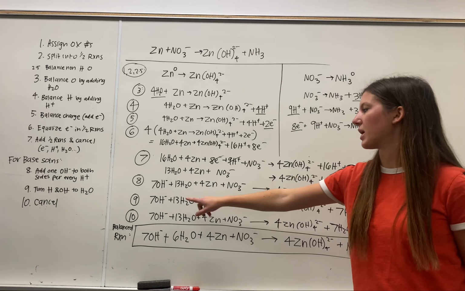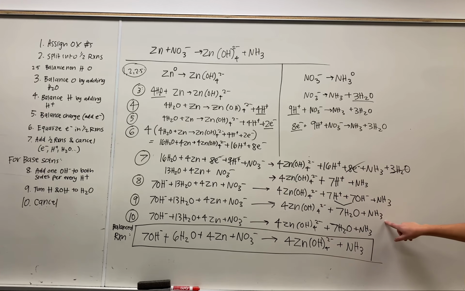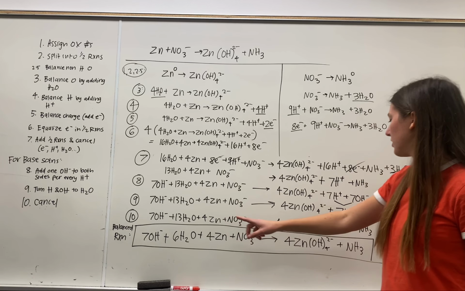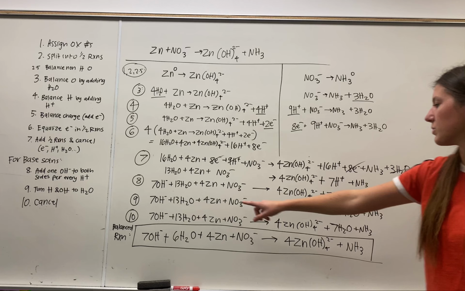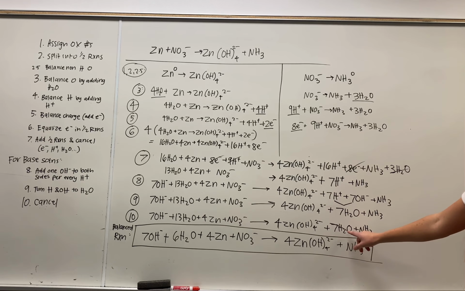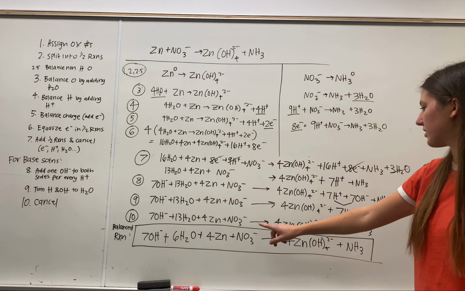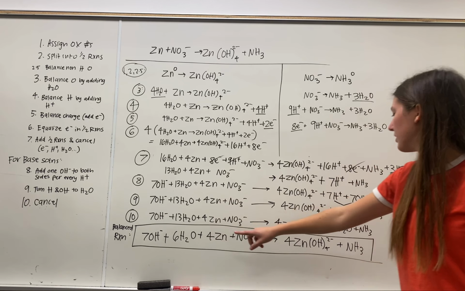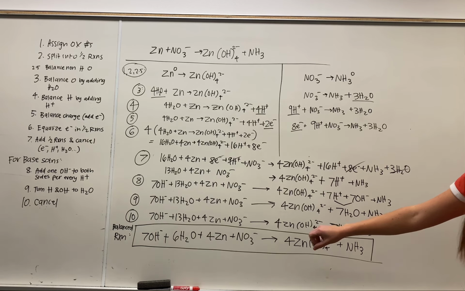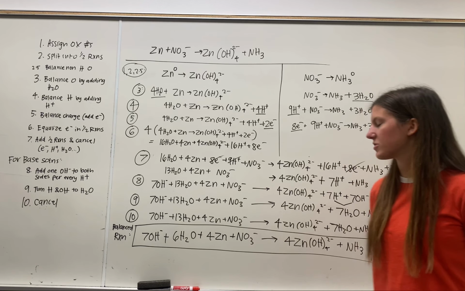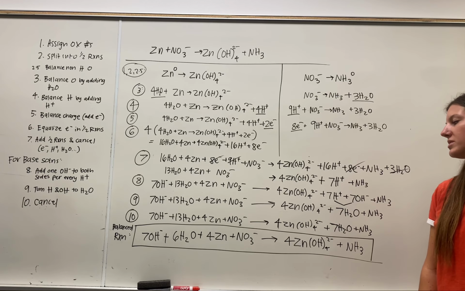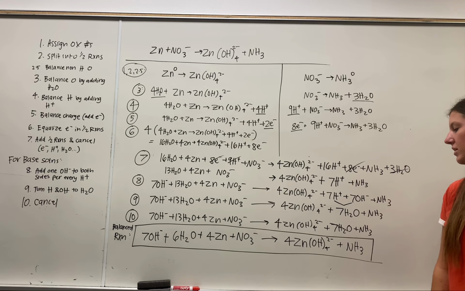So then step 9 we have this going on. And then step 10, you just cancel everything that appears on both sides, which we have 13 waters on this side and 7 waters on this side. So that means that we'll be left with 6 waters. 13 minus 7 is 6 H2O. And yeah, that's pretty much it that we have to cancel. So our balanced reaction is 7 OH minus plus 6 H2O plus 4 zinc plus NO3 minus yields 4 zinc hydroxide 2 minus plus NH3.